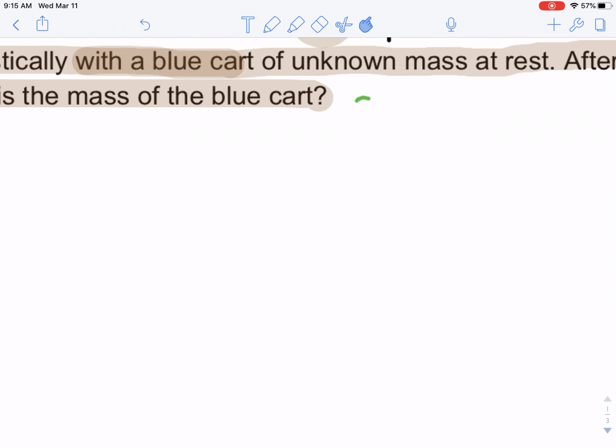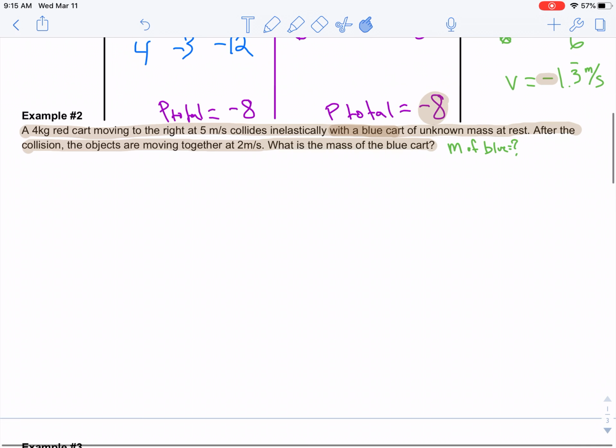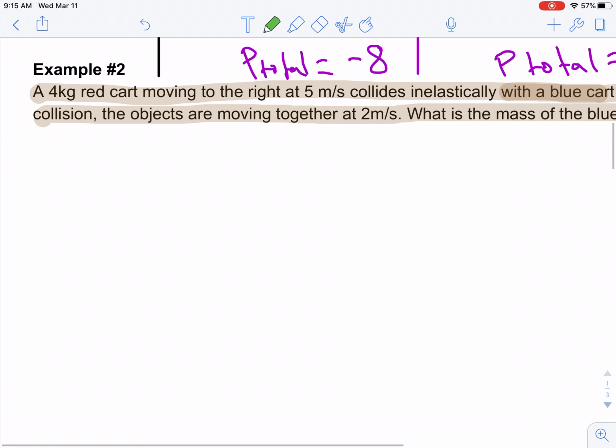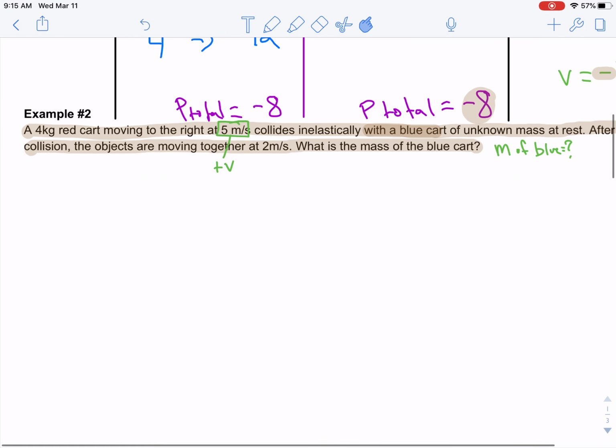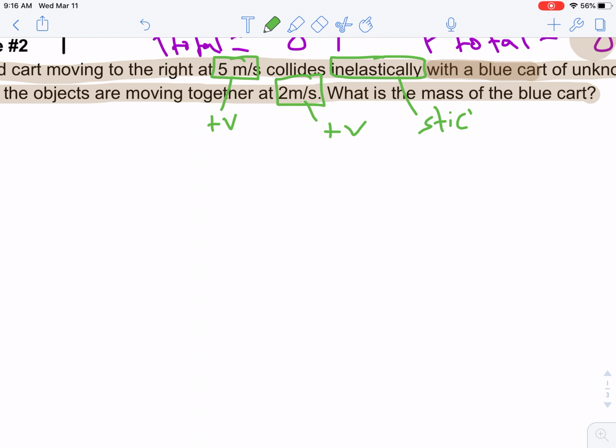We don't know the mass of the blue cart, so the mass of blue is a mystery. We know that the red car is moving to the right, so we know that this velocity is a positive velocity. The objects are moving together at 2 meters per second, and it is a positive velocity. We see that they collide inelastically, so we know that they stick.